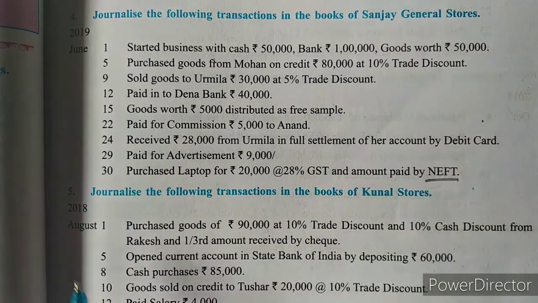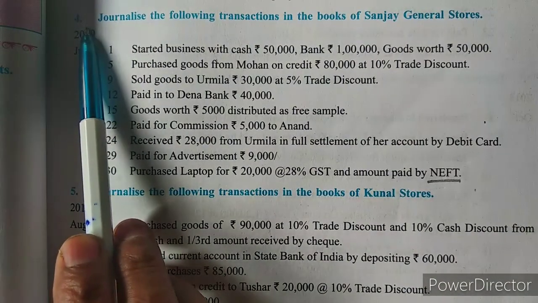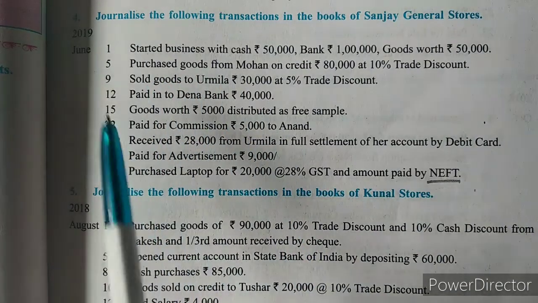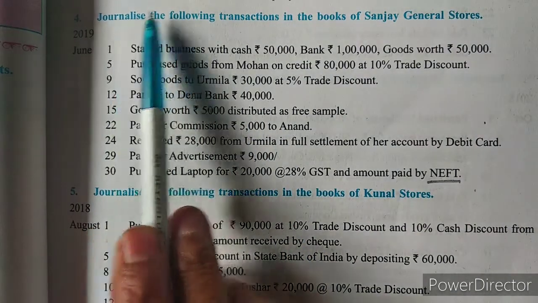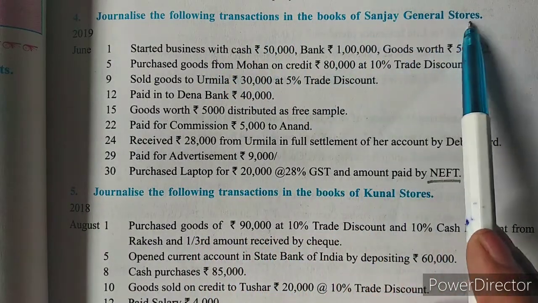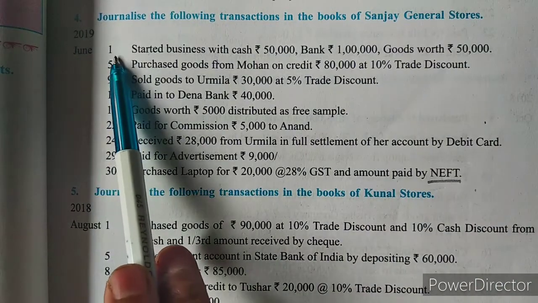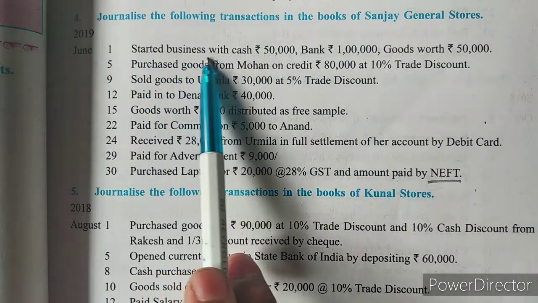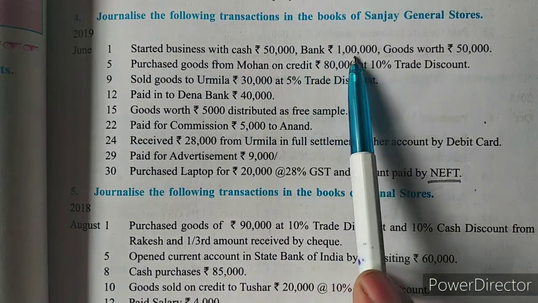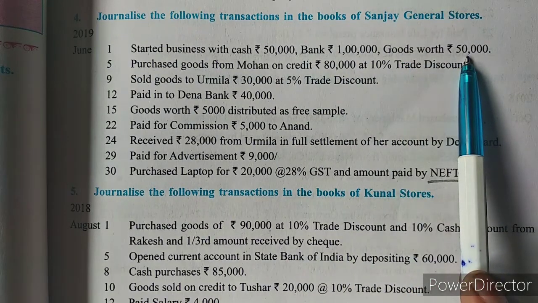Hello friends, today we are going to see the fourth problem of journal, which is on page number 85. Now see the problem. Journalize the following transactions in the books of Sanjay General Stores, 2019 June. On 1st June, started business with cash rupees 50,000, bank rupees 1 lakh, goods rupees 50,000.